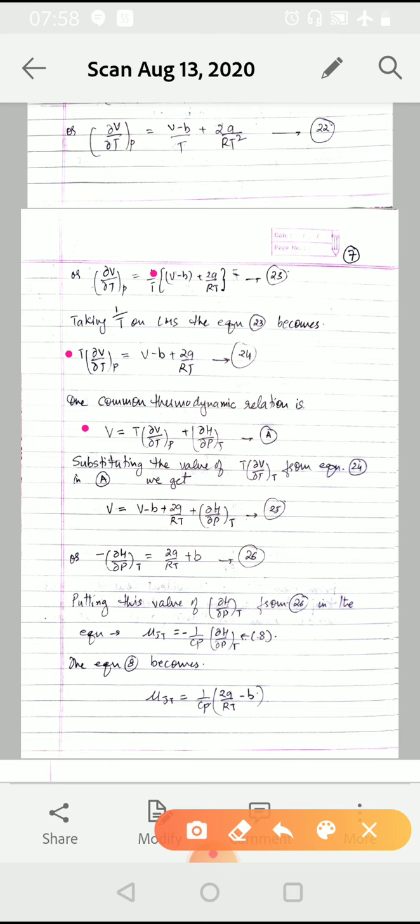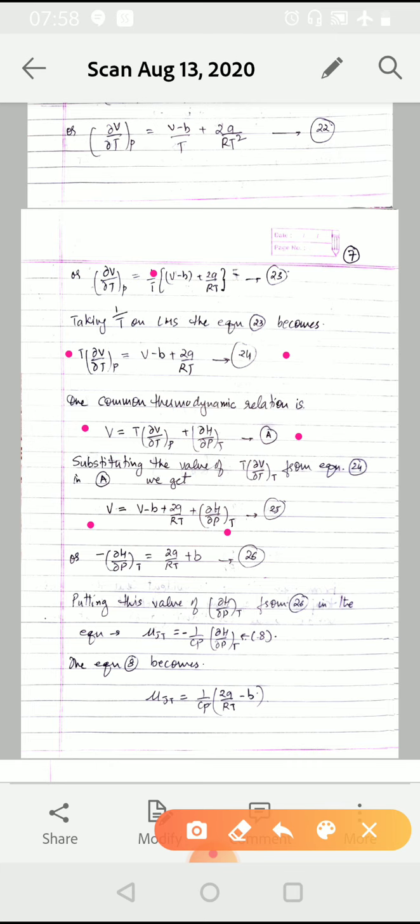Now substituting the value of T(∂V/∂T)P from equation 24 in this equation A, we get V = V − b + 2a/RT + (∂H/∂P)T. Now we take this (∂H/∂P)T to the left hand side, so the equation becomes −(∂H/∂P)T = 2a/RT − b.